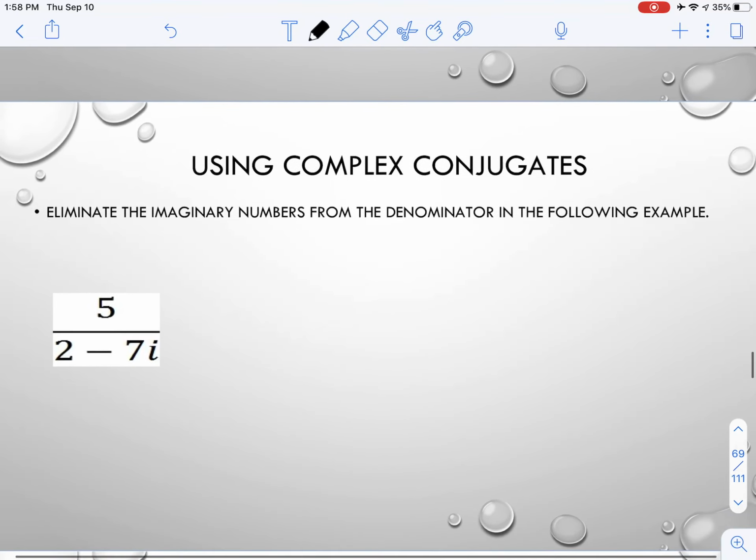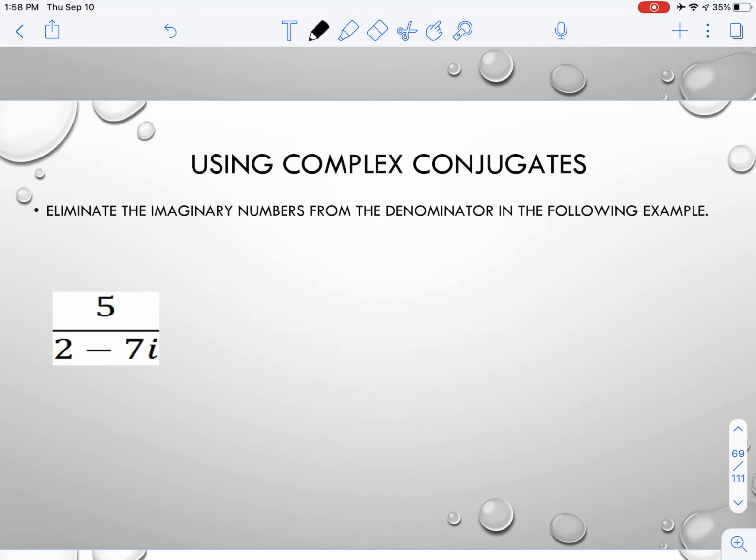So how else do we use conjugates? Again, I said to not rationalize, but to clear an imaginary from my denominator. So here in my example, I have 5 divided by 2 minus 7i. I need to get rid of this i in my denominator. If I simply have a single term that's imaginary in my denominator, just multiply by i over i. But because here it is a sum or a difference, I must use the conjugate. So the conjugate of 2 minus 7i is going to be 2 plus 7i. So I'm going to multiply by 2 plus 7i over 2 plus 7i. It's a really fancy form of 1.